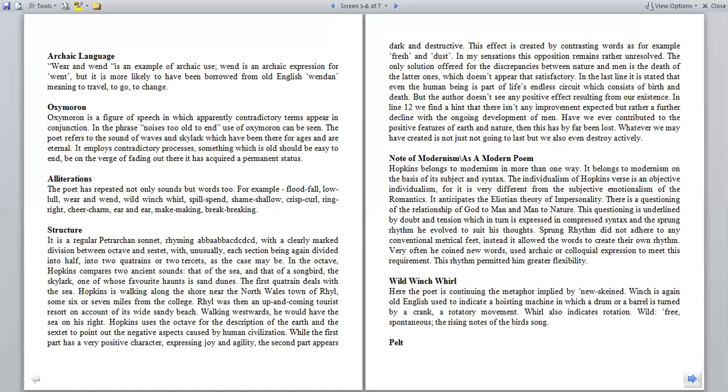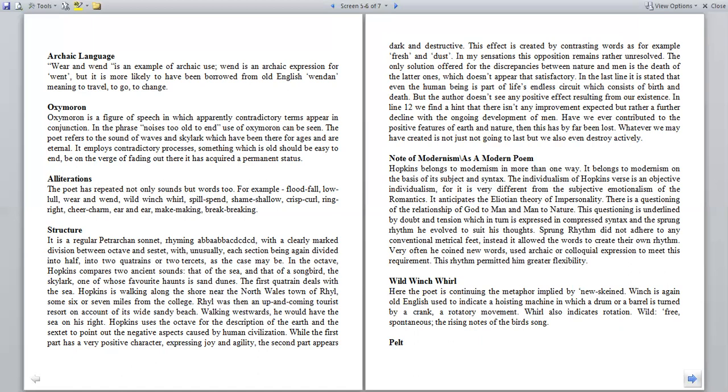While westwards he would have the sea on his right, Hopkins uses the octave for the description of the earth and the sestet to point out the negative aspects caused by human civilization. While the first part has a very positive character expressing joy and agility, the second part appears dark and destructive. This effect is created by contrasting words, as for example, fresh and dust. In my sensations, this opposition remains rather unresolved.